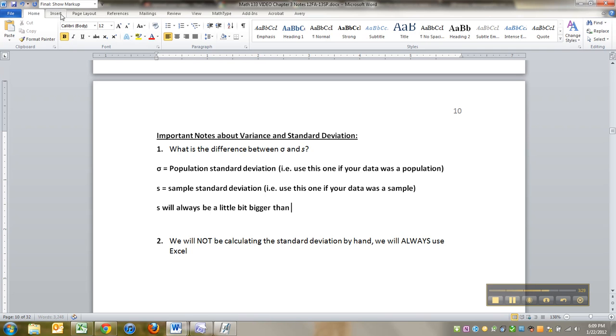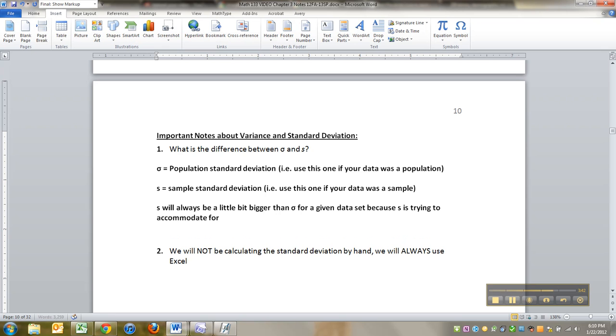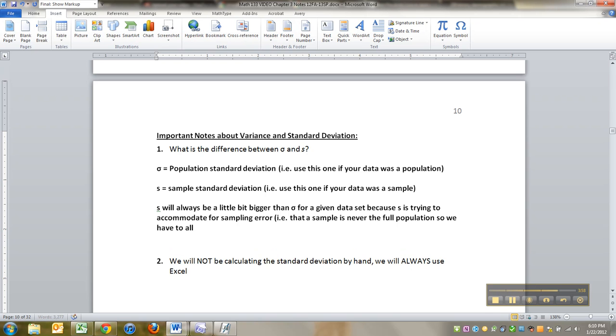Hold on. Insert symbol. Sigma, there it is. For a given data set, because S is trying to accommodate for sampling error, i.e. that a sample is never the full population. So we have to allow for more wiggle room.